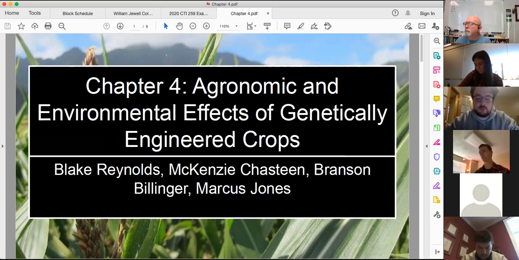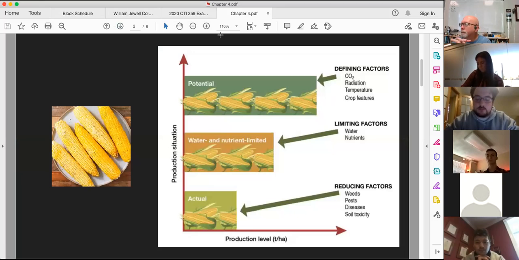Okay. So our group was assigned Chapter 4, which was the agronomic and environmental effects of genetically engineered crops. Next slide, please. So to start off, as with all the other chapters, our chapter included a lot of experiments, and this was one of the first experiments discussed in the chapter.